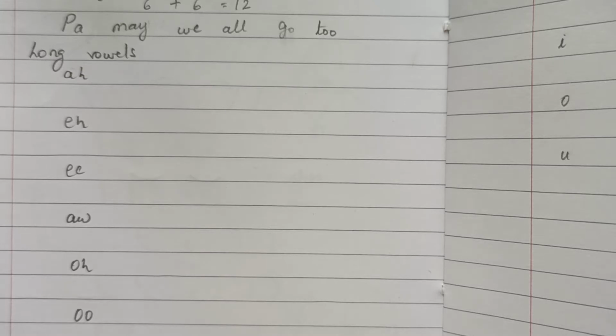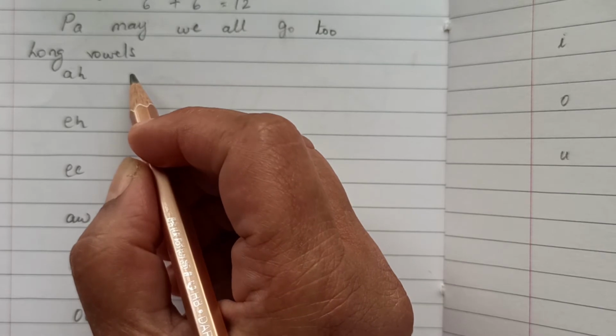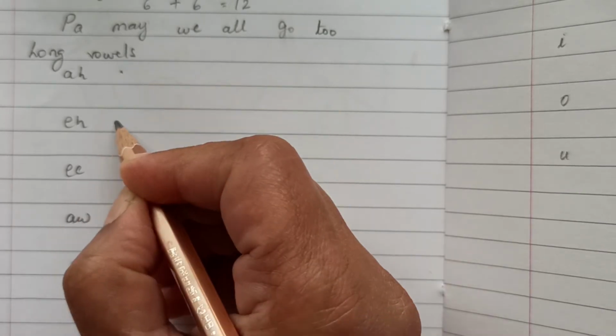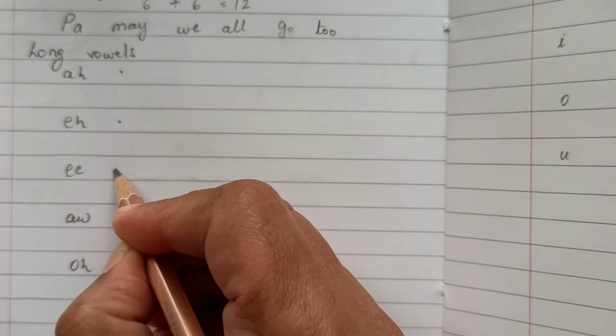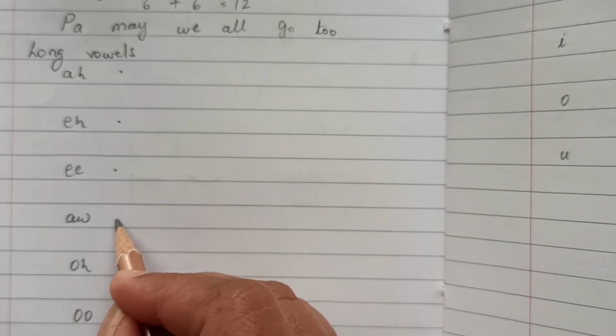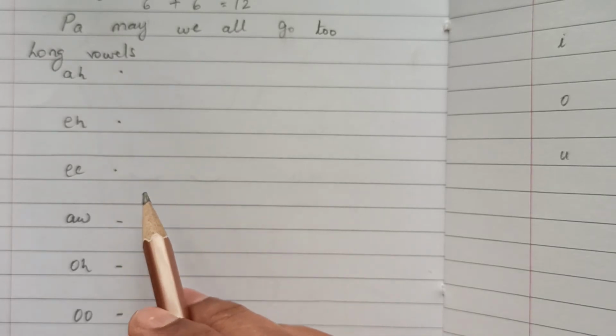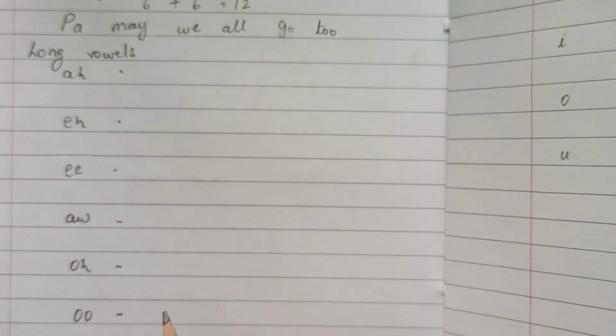And how to mark these vowels? The first 3 vowels can be represented with dark dots. It's a dark dot. And the other 3 vowels A, O, U can be represented with a dark dash, a small dash which is written. So in this way, we can represent these vowels with dark dots and dark dash.